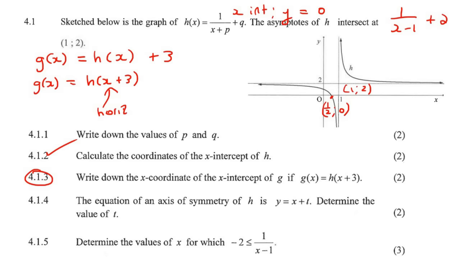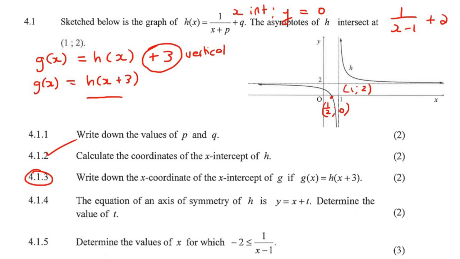So this is horizontal. When it's on the outside like that, that is vertical. So this one would move the graph vertically, and this one moves it horizontally. But remember, horizontal is opposite to what you would naturally think. When they say x plus 3, it actually means they're going to move the graph three places to the left. They said write down the x-coordinate of this new graph.